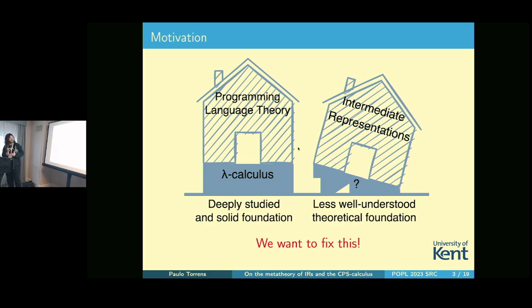We can always resort to the lambda calculus, but we don't have such a common ground, such a core representation for compiler intermediate representations. So this was mostly exploratory work, and we are trying to fix this foundation and get something that can be used as a core for intermediate representation languages and study the properties they have.